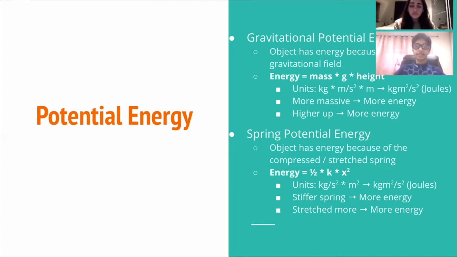That energy is going to be equal to 1/2 times kx squared. And k, you'll remember from our unit on force, is the spring stiffness or spring constant of a spring. And x is, of course, the displacement. Again, the units come out to joules. And what this tells us is that if you have a stiffer spring, it'll give you more energy. And if you stretch the spring more, you'll have more energy.